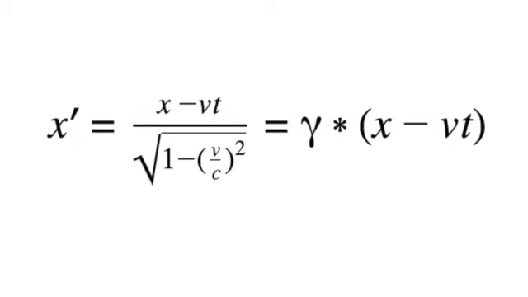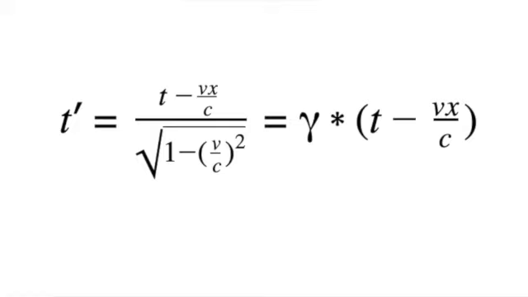So for x, we have x prime, the distance in the new moving inertial frame, is equal to x, the original position, minus vt over the square root of 1 minus v squared over c squared, which is also equal to gamma times, in parentheses, x minus vt.